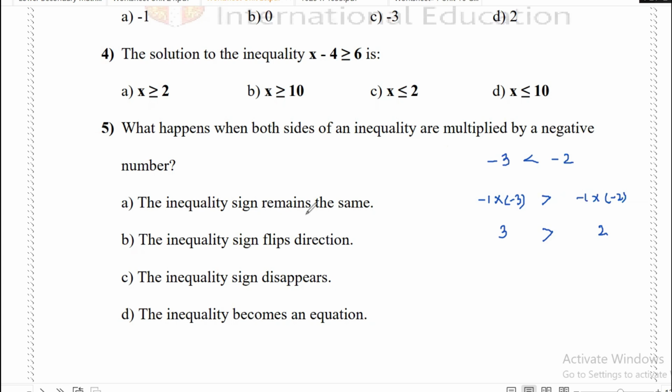So the inequality sign remains the same, no. The inequality sign flips, yes, this makes sense. And the inequality sign disappears, no. The inequality becomes an equation, no. So the second option is the correct answer.